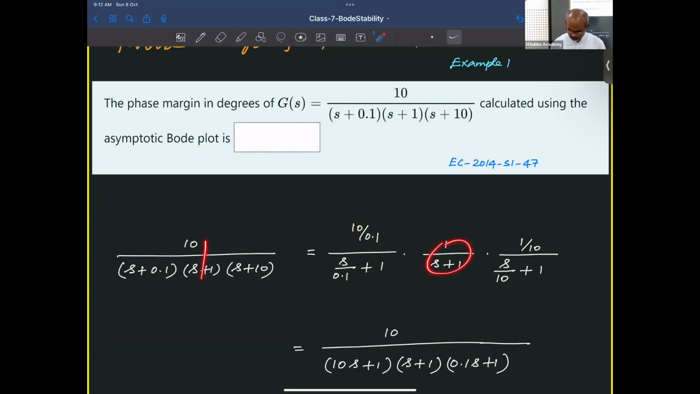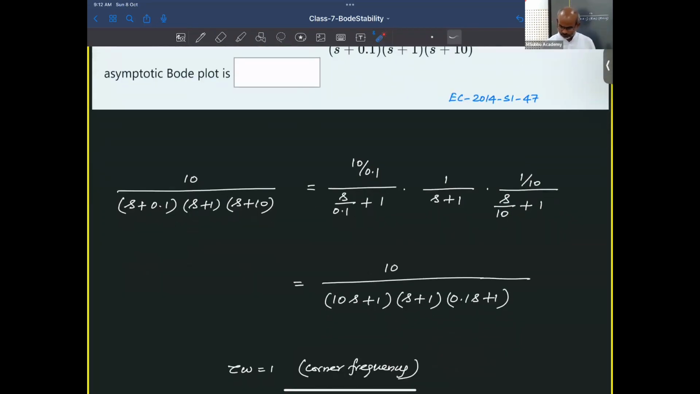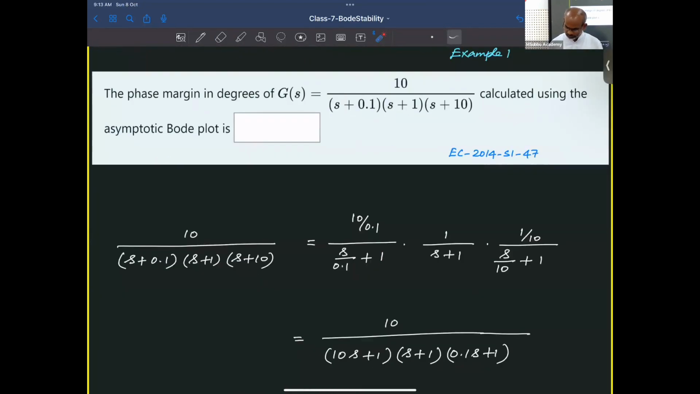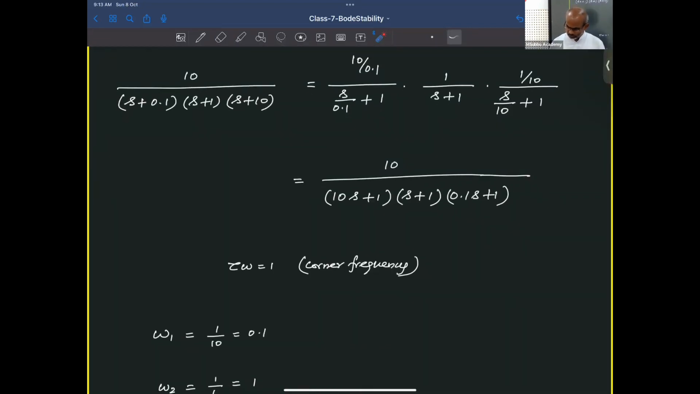Here it is now not a problem. And here again, s by 10 is there. So this 10 we have to bring to this side, otherwise we need to have this as 1. In that way, divide this part by 1 by 10, numerator and denominator. So done. Now we have the first order form. Otherwise, the given transfer function is written as first order systems in series.